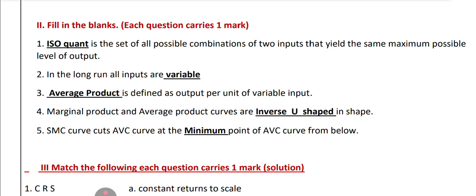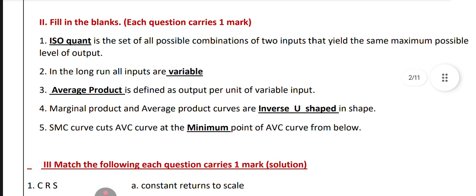Second question, in the long run all inputs are variable, due to the availability of excess time to the producer. So in the long run all inputs change, such as new workers employed in the company, expansion of branch units, opening a new branch. So these are suitable examples for the long run. Then third one, average product is defined as output per unit of variable input.